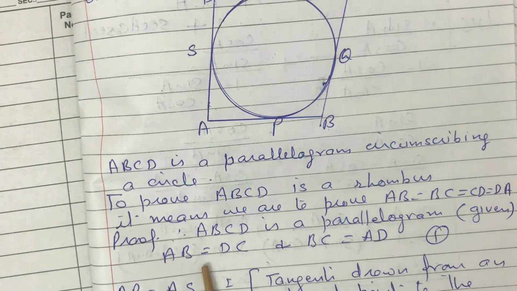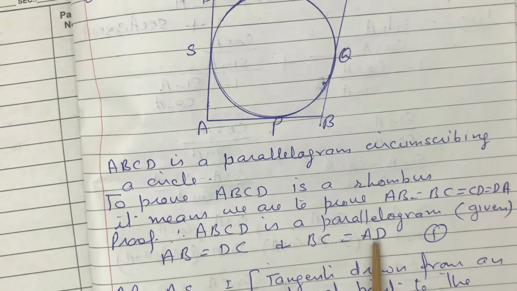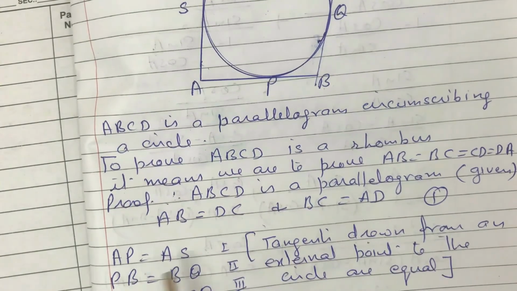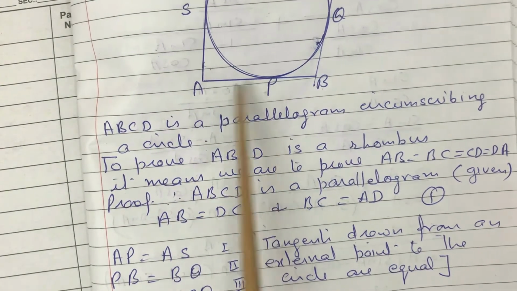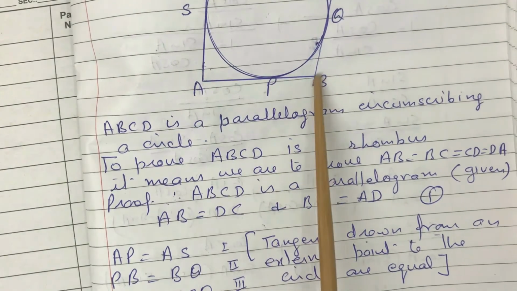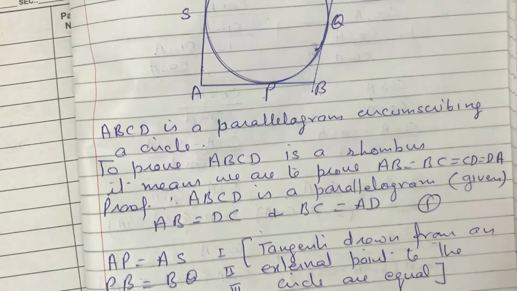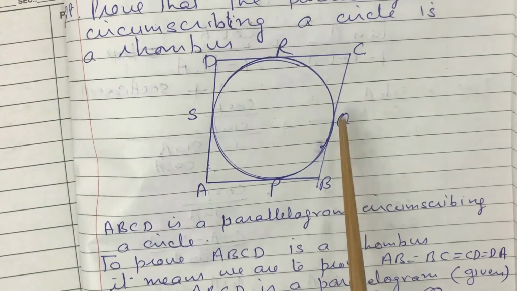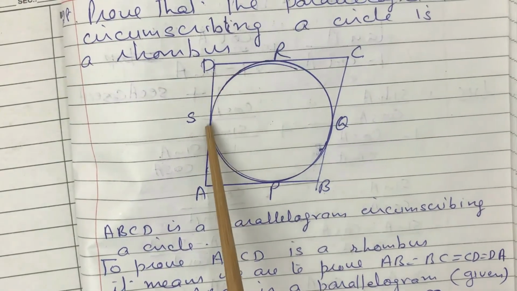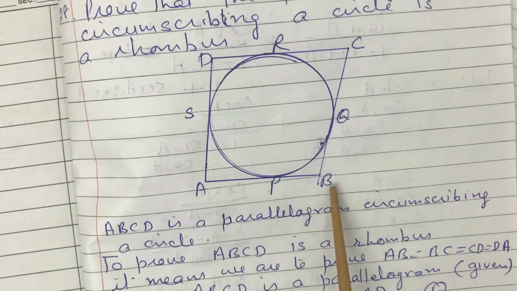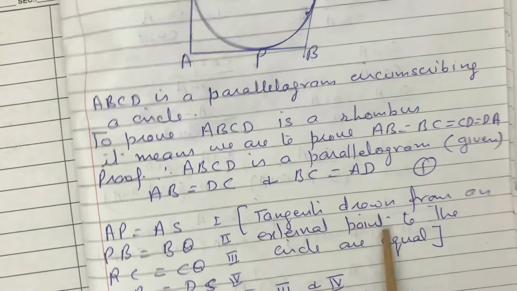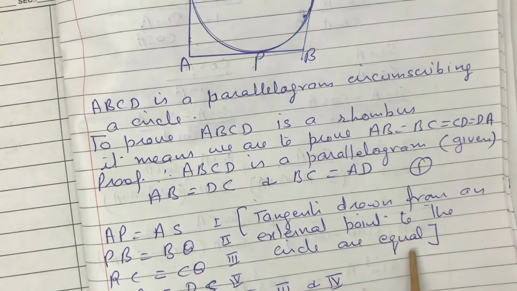It means opposite sides are equal. AB is equal to DC, BC is equal to AD. Now AP is equal to AS, this AP is equal to this AS. PB is equal to BQ, and RC is equal to CQ, and DR is equal to DS. So this we know. Why? Tangents drawn from an external point to the circle are equal.